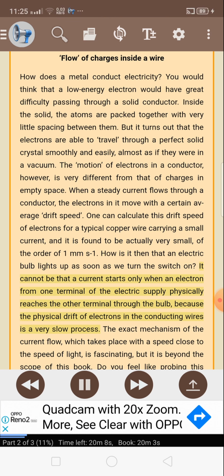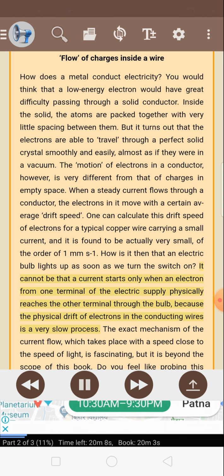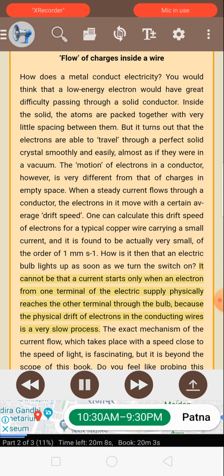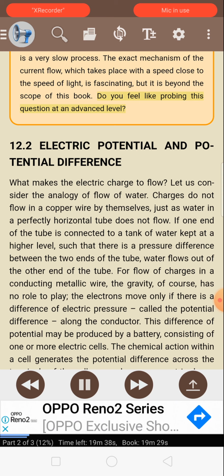It cannot be that a current starts only when an electron from one terminal of the electric supply physically reaches the other terminal through the bulb, because the physical drift of electrons in the conducting wires is a very slow process. The exact mechanism of the current flow, which takes place with a speed close to the speed of light, is fascinating, but it is beyond the scope of this book. Do you feel like probing this question at an advanced level?